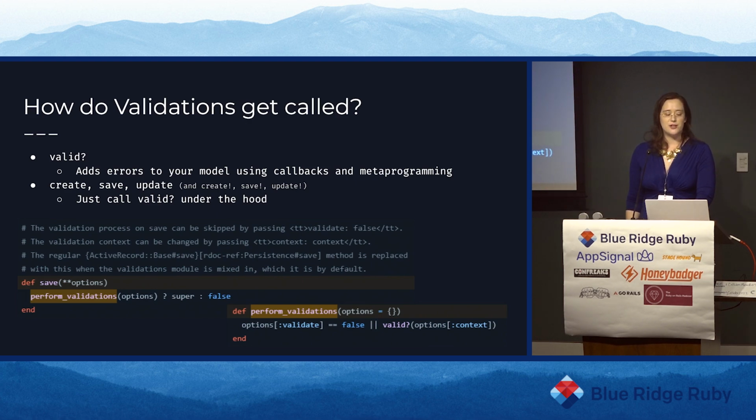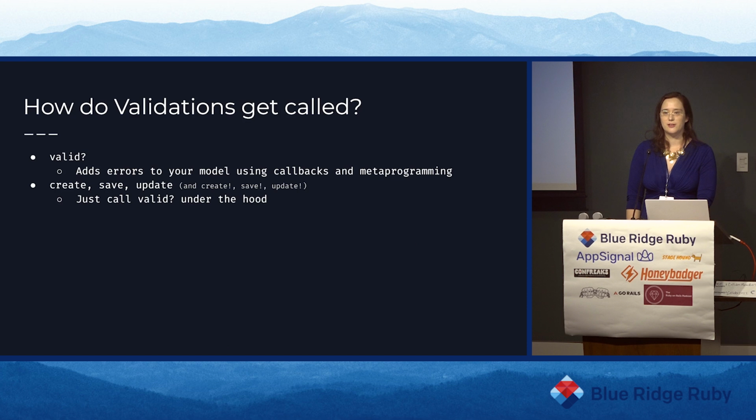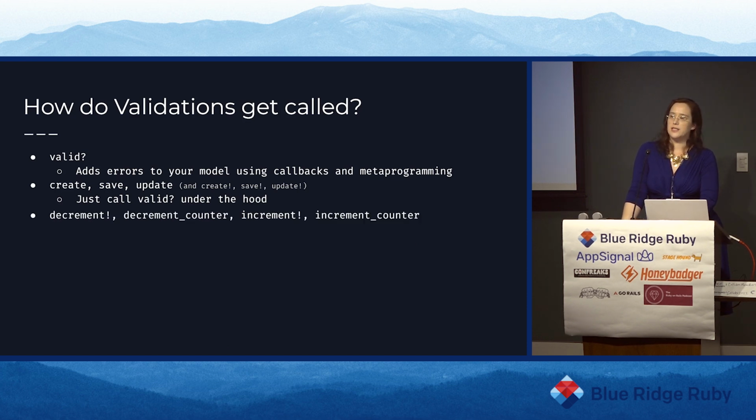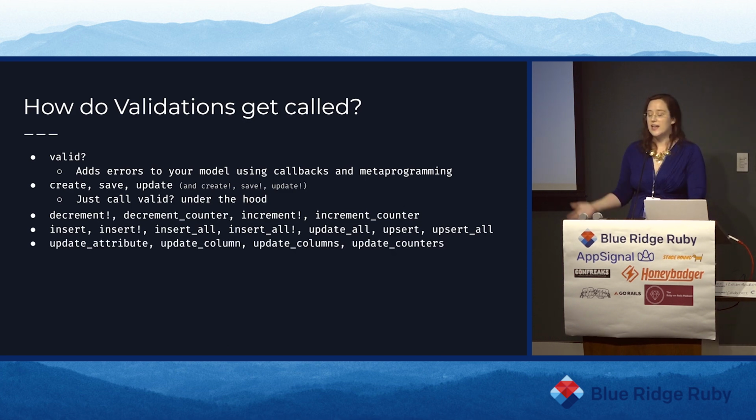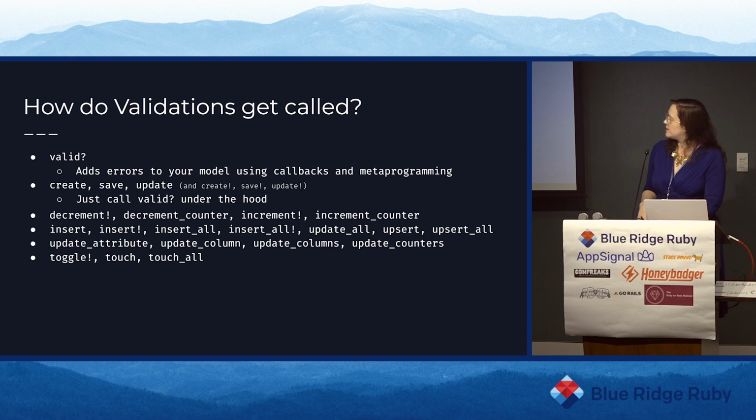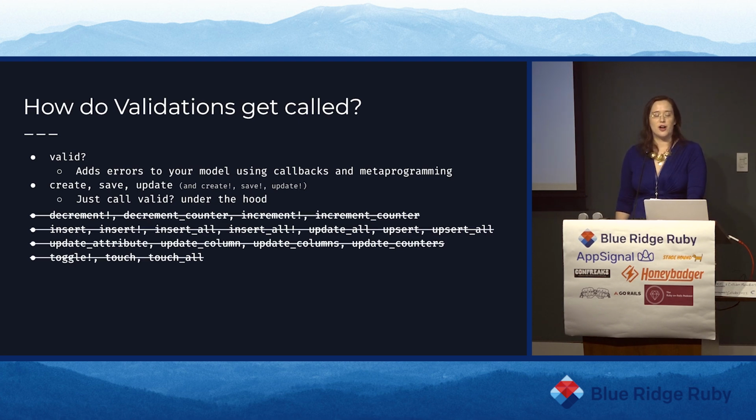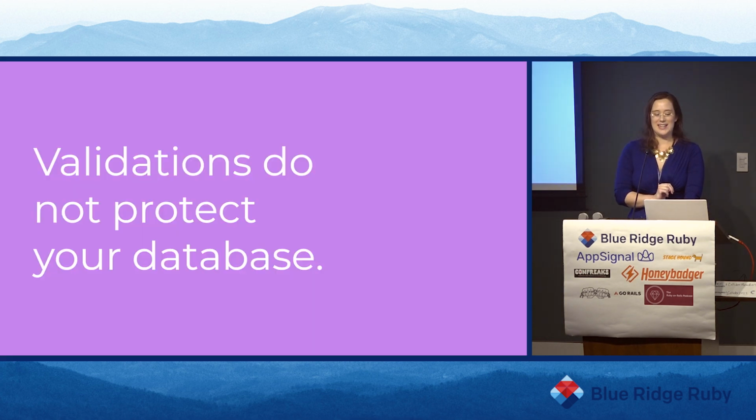Some other options that you might have shouted out could include some more interesting and spicy update methods, like for example increment, upsert, update columns, toggle, but actually none of these call validations in any way, shape, or form. In fact, save itself, if you pass validate false, does not call validations. And that really brings us to the second reason why validations do not protect your database.